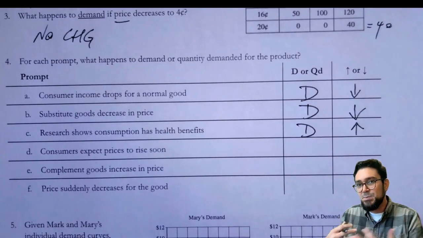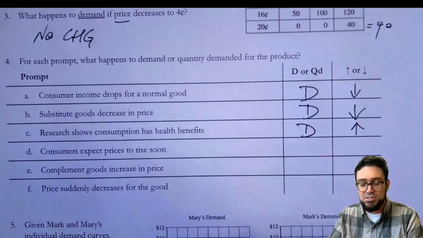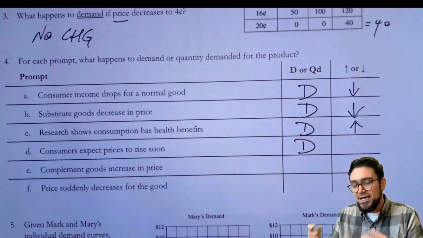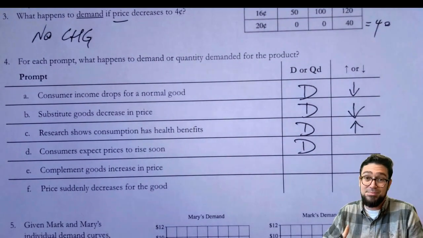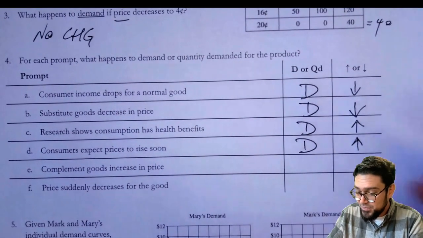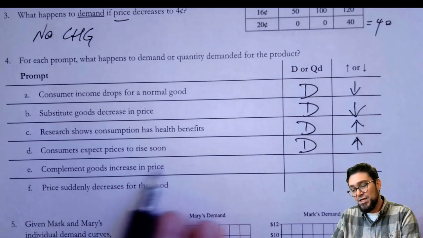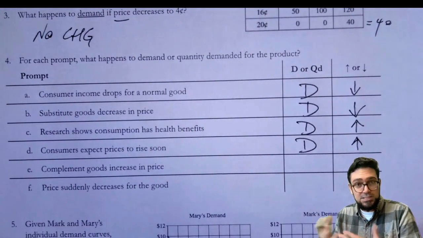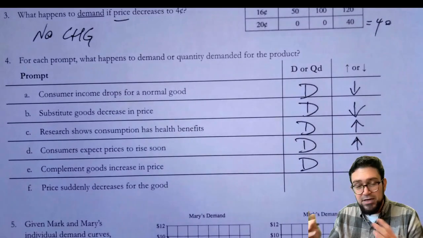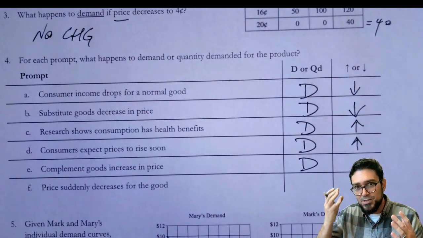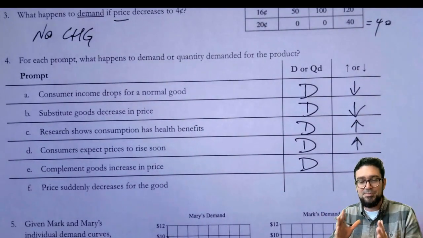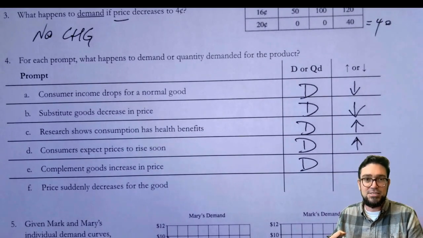If consumers are expecting prices to rise soon, expectations about future prices are a demand shifter. And if I think prices are going to be higher soon, I'm going to buy it today, so my demand will rise. If the complement goods are changing in price, that's a related good. We're going to see a demand shift. And now I have at the ready hot dogs and hot dog buns.